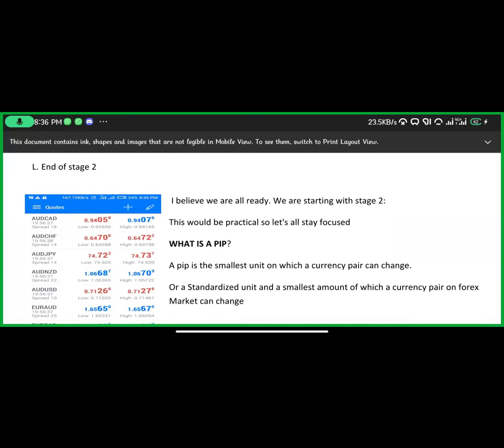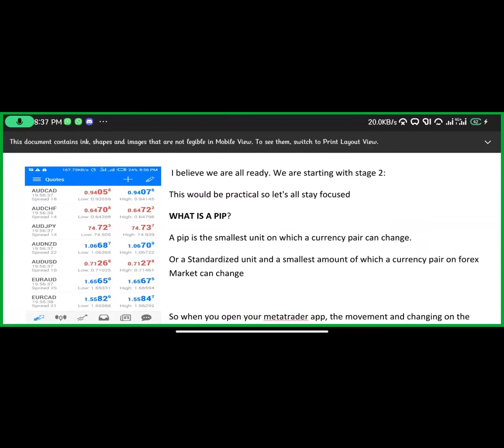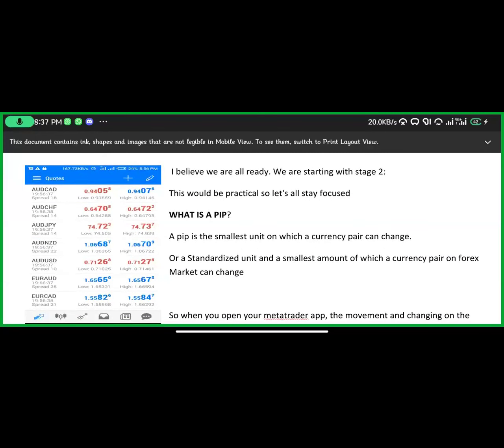So this stage 2 is more of practical work. We'll be doing more practicals. Are we together? Now, what do you understand by the word PIPs? As I'm doing this, we'll be doing the practical aspect of it little by little so you can understand. I've even explained everything here already. You can see it and follow along if you open your MetaTrader 4 or MetaTrader 5.